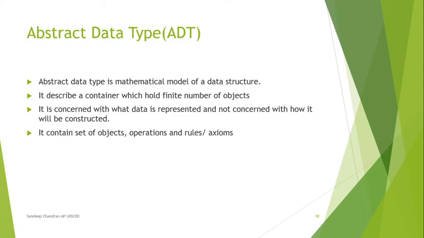Okay, so ADT will define the domain. It is concerned with what data is represented, not concerned with how it will be constructed. So for abstract data type, we are not thinking about how the data is being implemented. We are not thinking about the implementation. We are just showing how it will be represented. It contains objects, operations, and rules. The same thing: domain, functions, and the rules. So the only thing is that it's a mathematical model of a data structure.